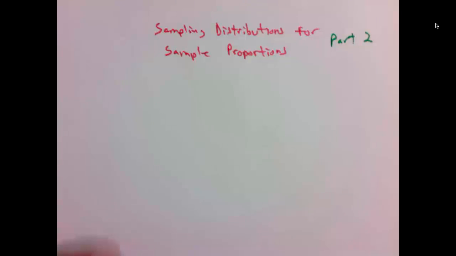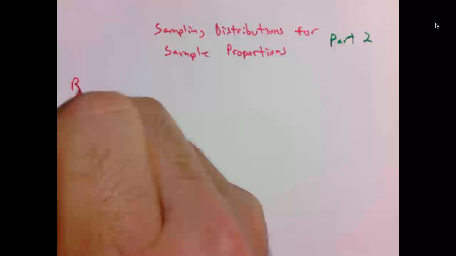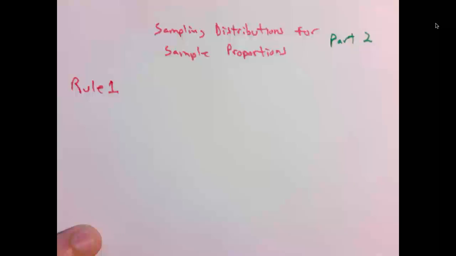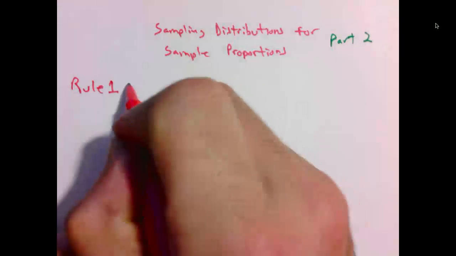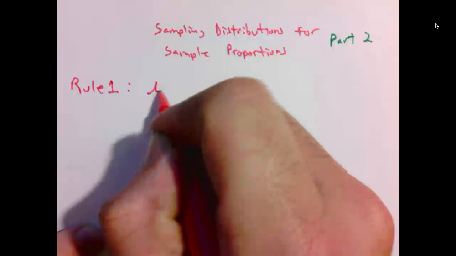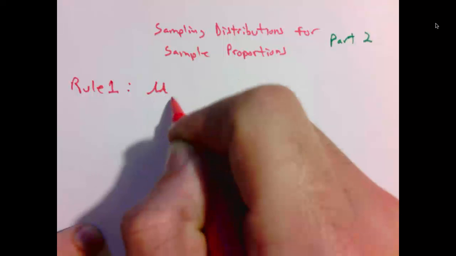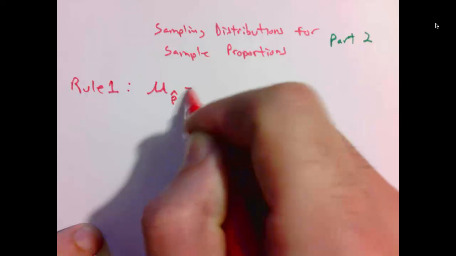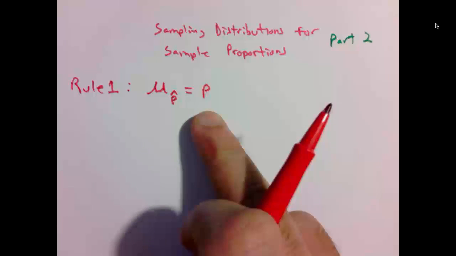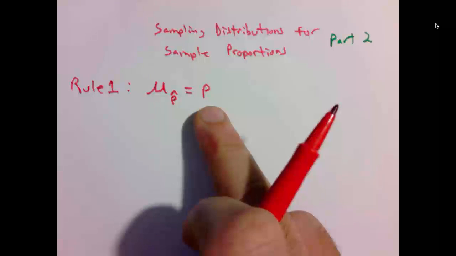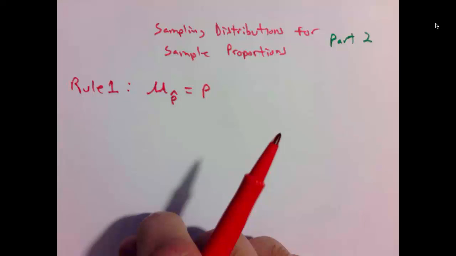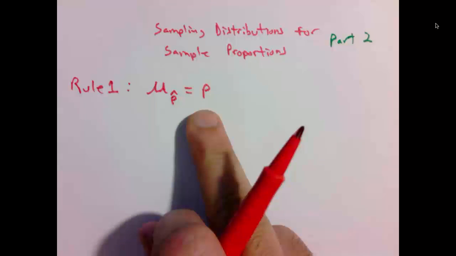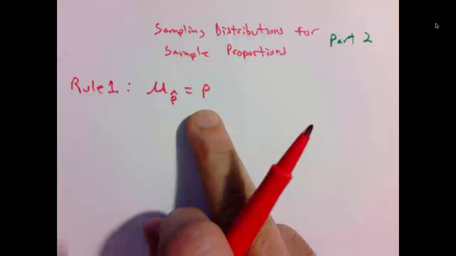To work the exercises, we're going to need 3 rules. Rule 1: the mean, mu, of our sample proportions, p hat, is going to be equal to the population proportion. This makes perfect sense. Our sampling distribution should be centered on the true proportion. If 30% of people have attended church in the last month, and if we do repeated samples and look at those p hats, it should be centered on 30%, if indeed that is true.